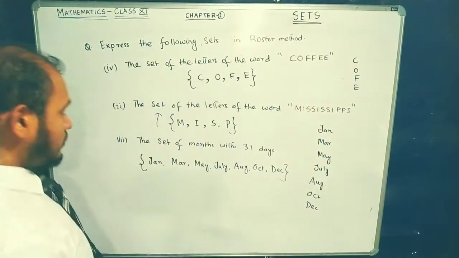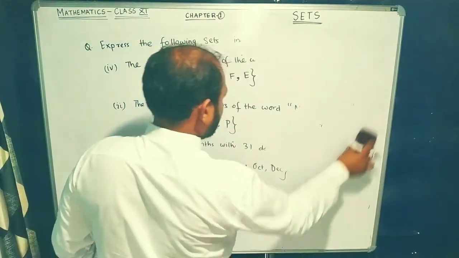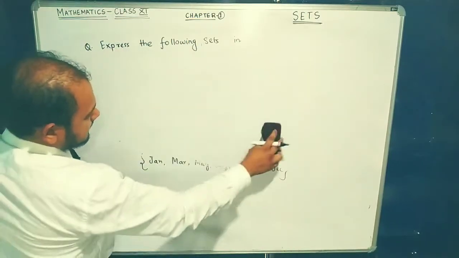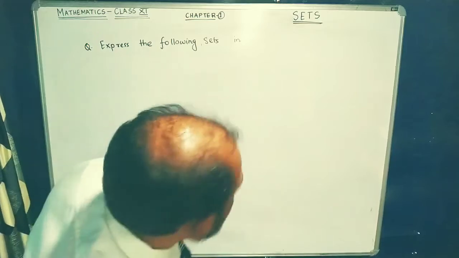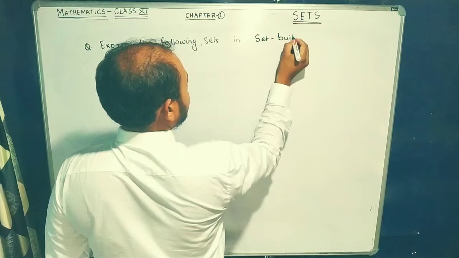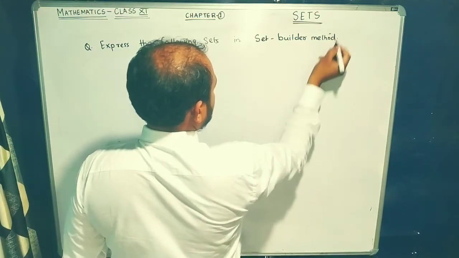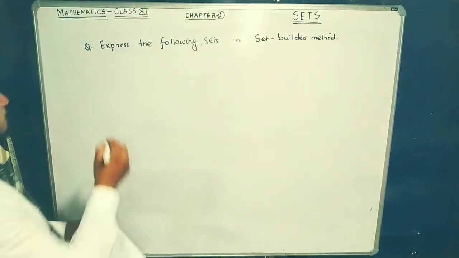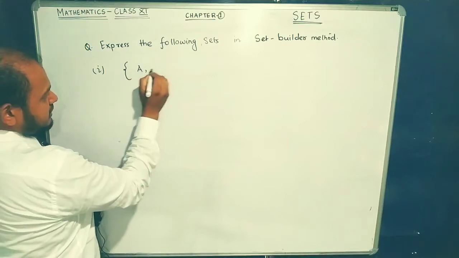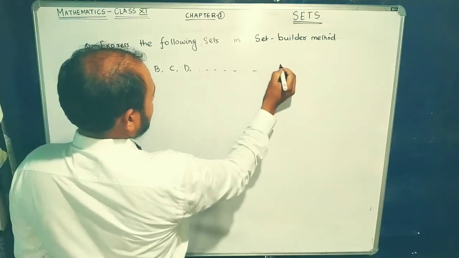Let's move on to next question. And in this question, we will try to represent sets using the set builder method. And it is very important. Set builder method. Question number 1. Pay close attention here. A, B, C, D, dot, Y, Z.